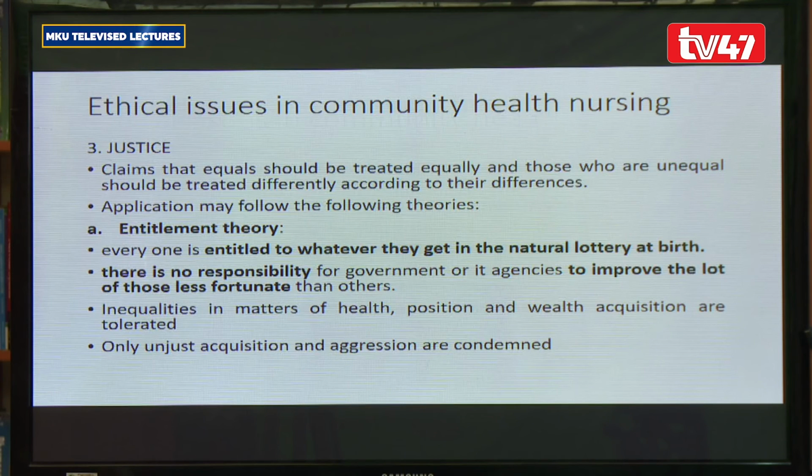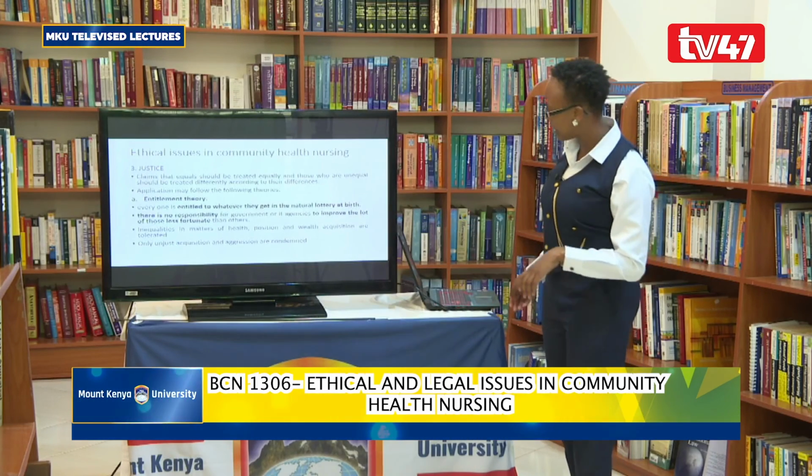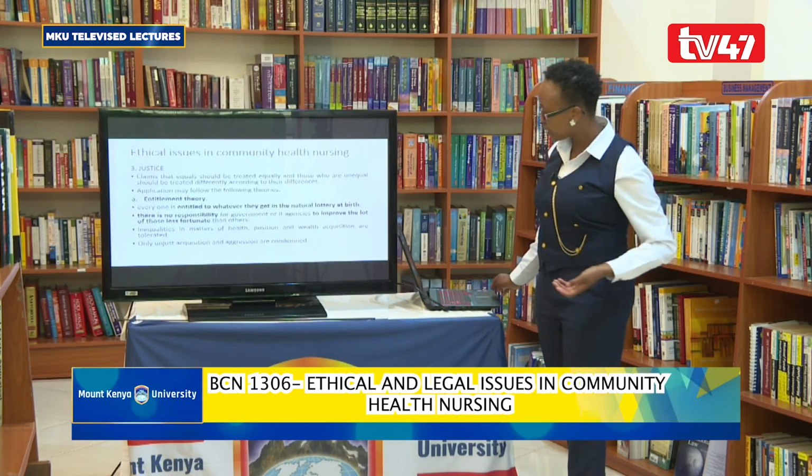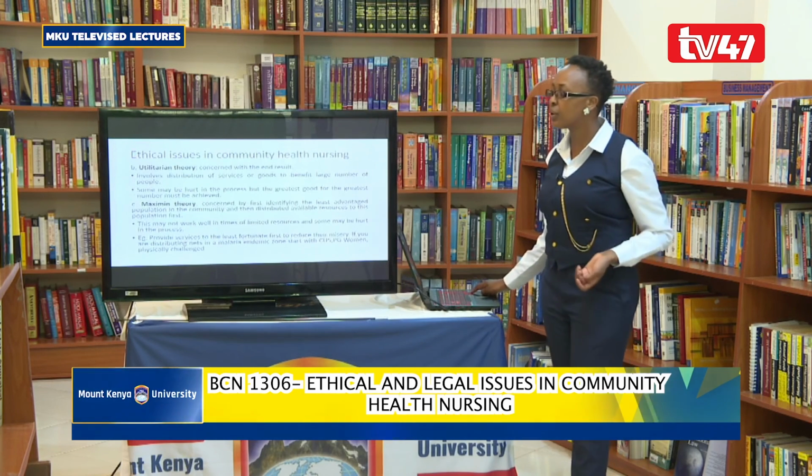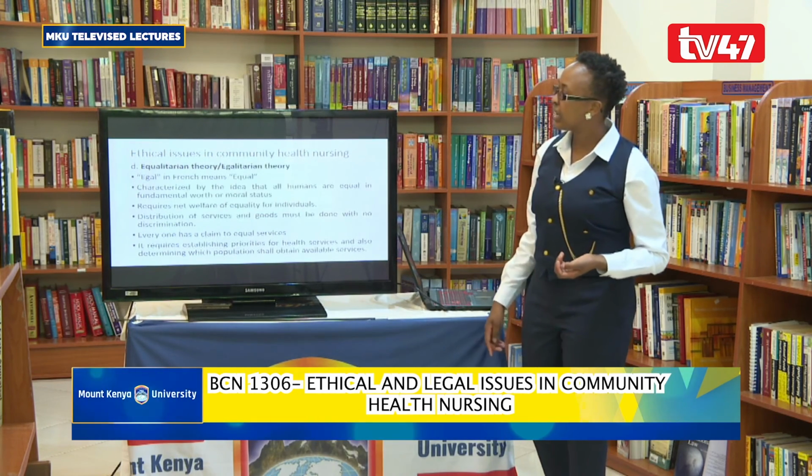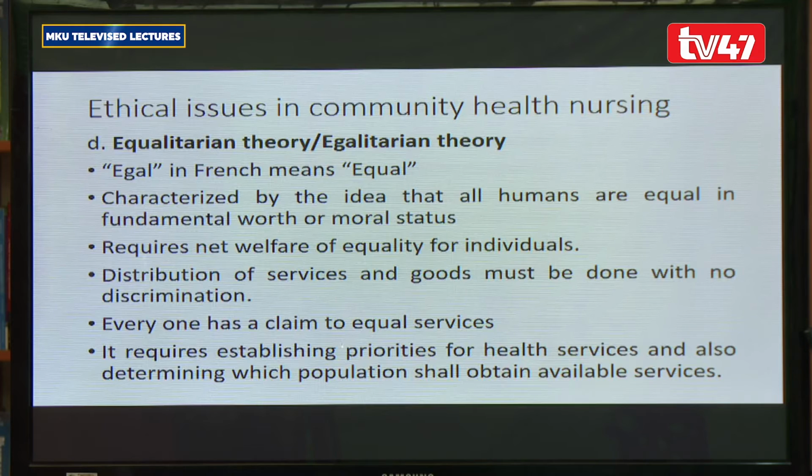Then the other principle is justice. With justice, you are fair and equal in whatever you're doing. So in distribution of goods and services, in providing care, you must ensure that you are fair. You do not actually harm others as you provide to other people. And there are several theories that you use to ensure that you maintain justice: the entitlement theory, the utilitarian theory, the Maximin theory, and the egalitarian theory. Those are some of the theories you're supposed to use to ensure that you are just to your community.